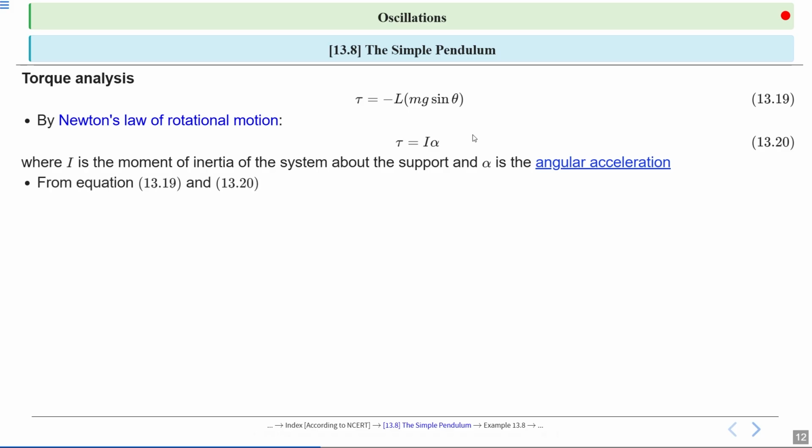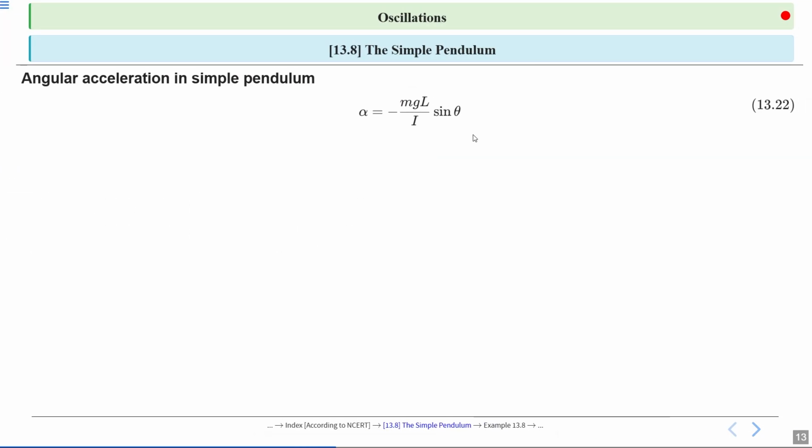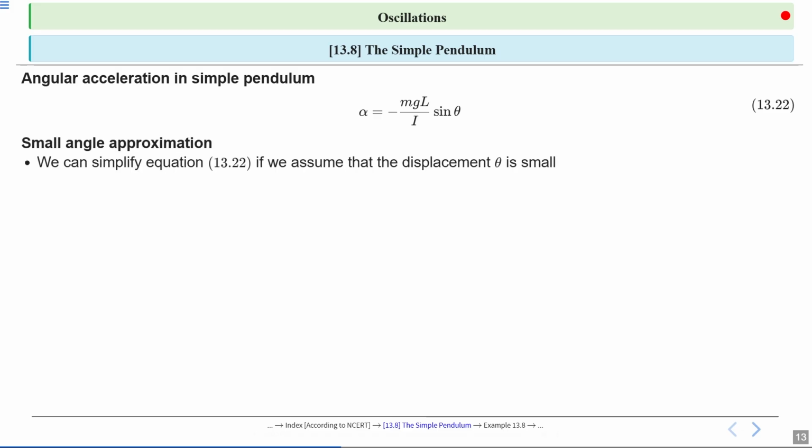So from equations 13.19 and 13.20, I alpha is equal to minus mg sin theta L. So alpha equals minus mgL divided by I times sin theta. So let's start by looking at angular acceleration in a simple pendulum. The formula is alpha equal to minus mgL sin theta divided by I.